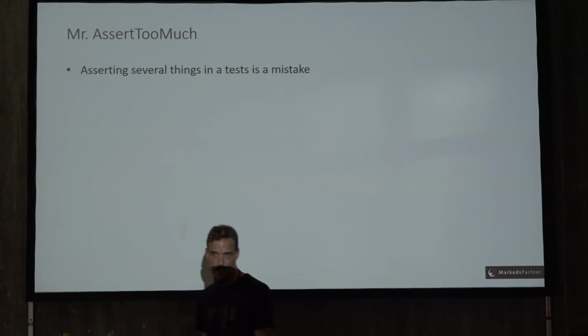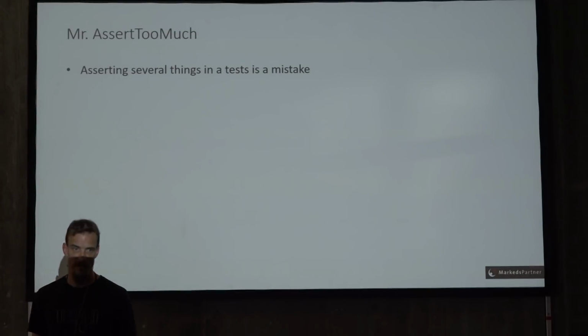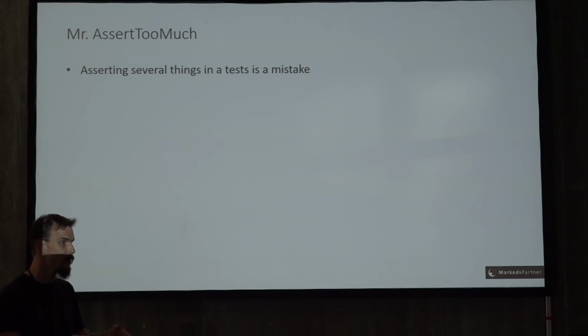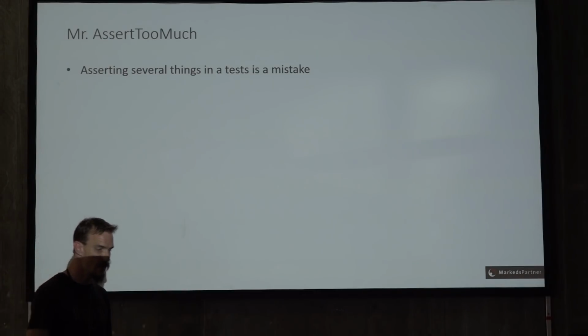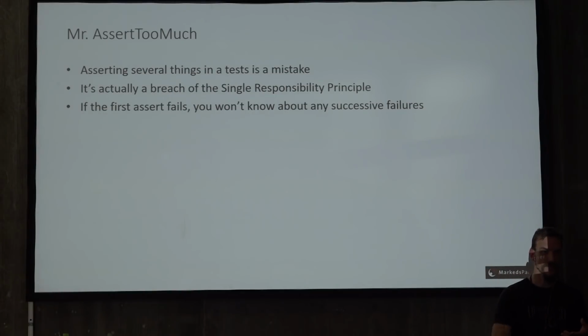Because asserting several things in one test is something that is easy to start doing. You've manipulated some state, and you have several things that actually changed in there. So you go, assert this, assert that, assert this, assert that. But it's actually a breach of the single responsibility principle. Suddenly you're testing several things at once. And the worst thing is, if the first one fails, you'll only have a partial picture of what actually went wrong. Because you won't get the rest of the assertion errors. It's going to crash on the first one.